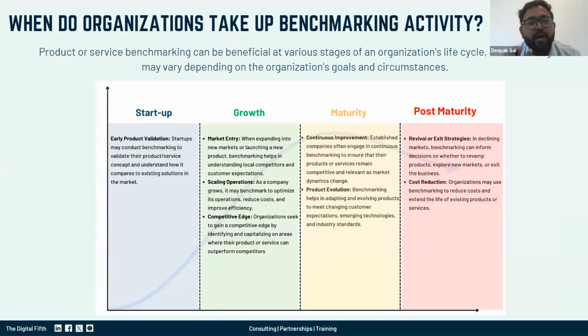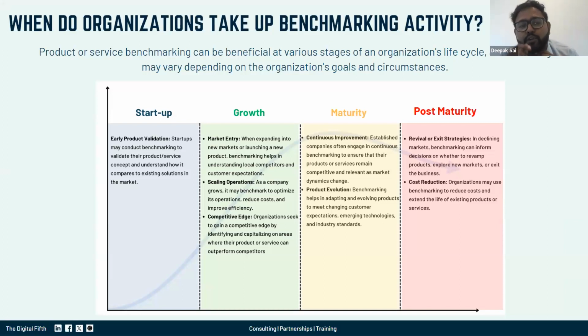How do we map our particular services in the backend to streamline and to quickly churn out the market or the customer expectations back? So those are all certain things that we do at the startup stage. But interestingly, the growth and maturity stage is where most of the organizations keep a cyclic process of the benchmarking running in the backend.